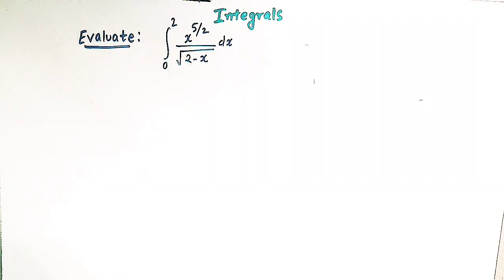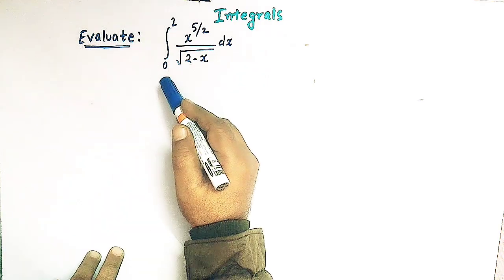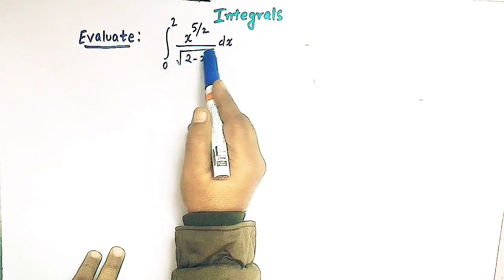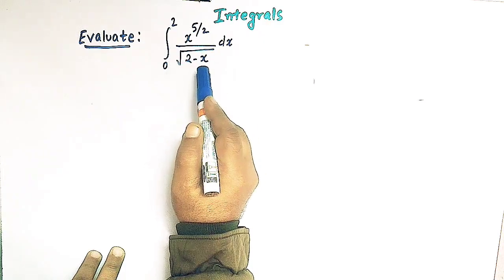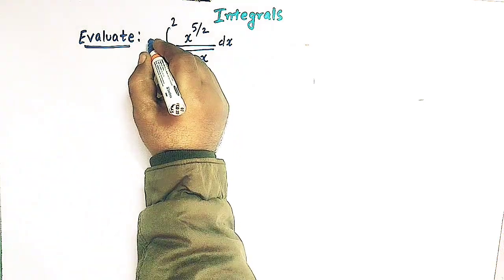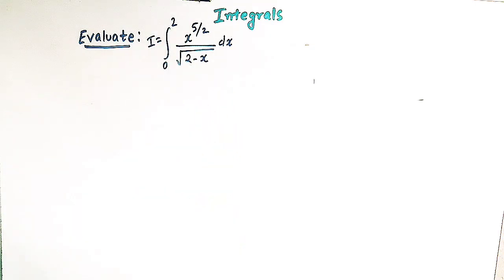Hello viewers, in today's session we have another important and interesting problem from beta gamma functions, and here we are going to evaluate this integral that is from 0 to 2 x raised to 5 over 2 divided by square root of 2 minus x dx with the help of some concepts from beta and gamma functions, right? So let us start. So let us first take this integral as I, right?